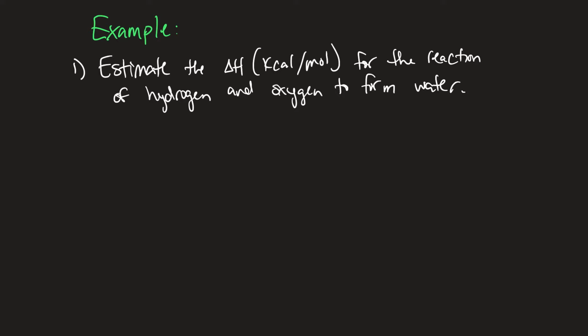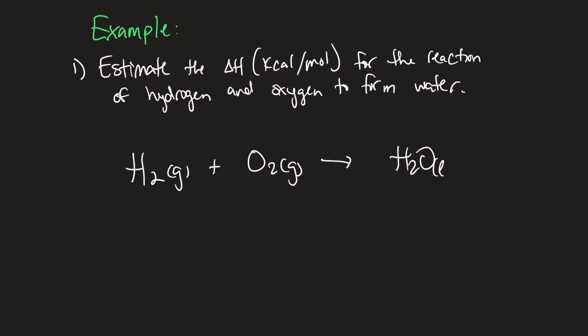It says estimate the delta H in kilocal per mole for the reaction of hydrogen and oxygen to form water. Essentially we're looking for delta H of this synthesis reaction. The first thing we want to do is make sure we write out a reaction. So we have H2 gas plus O2 gas to form water. Let's just assume water is liquid.